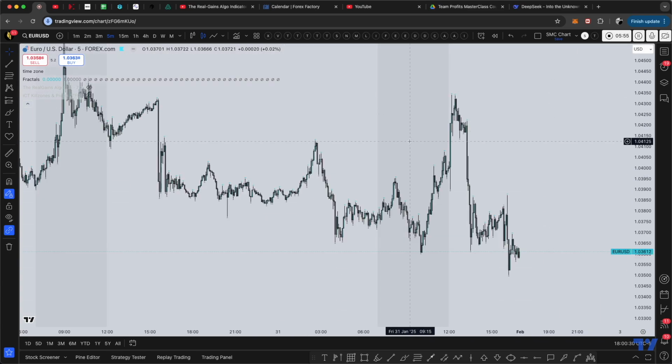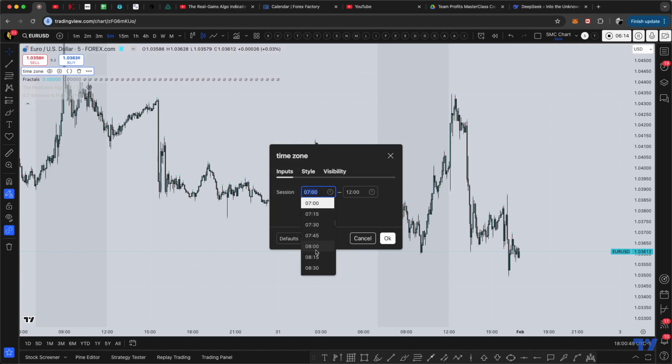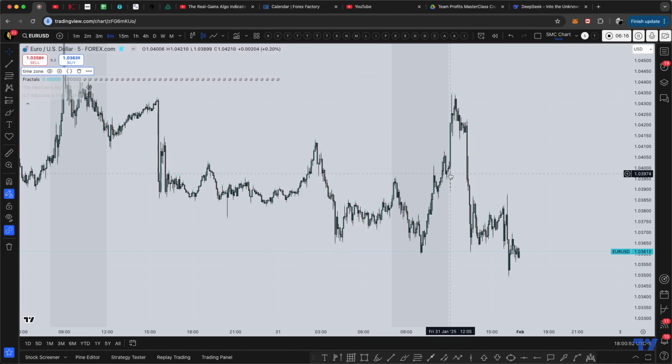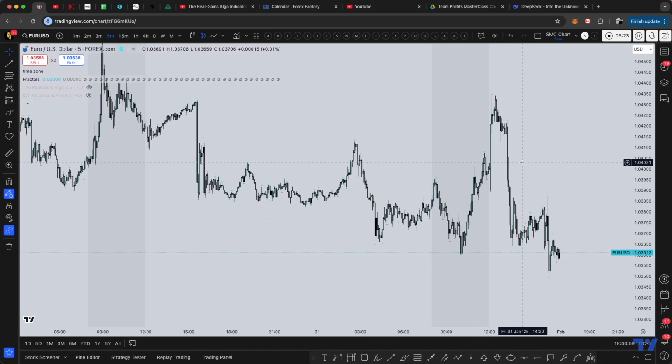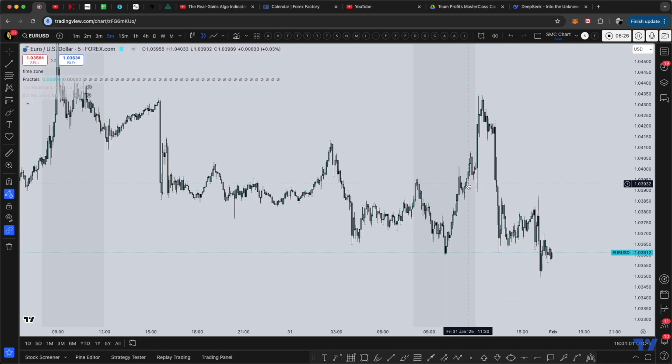All right, so here we are on Euro USD. Notice this gray zone. I have it set at the moment from, well, basically this is New York. But anyways, let me change it. I have it set from 8 a.m. to midday. All right, that's the session. I only trade New York session. I don't trade London.